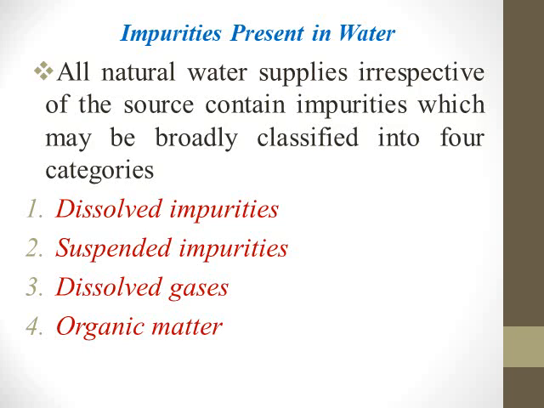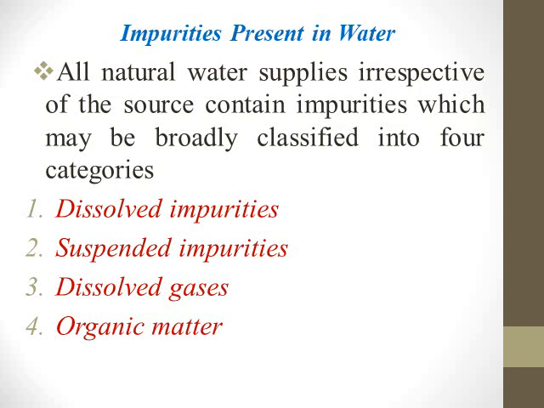The second type is suspended impurities. The third type is dissolved gases, mainly oxygen, carbon dioxide, sulfur dioxide and traces of nitrogen oxide gas. And the fourth is organic matter, which includes biodegradable organic matter as well as non-biodegradable organic matter.